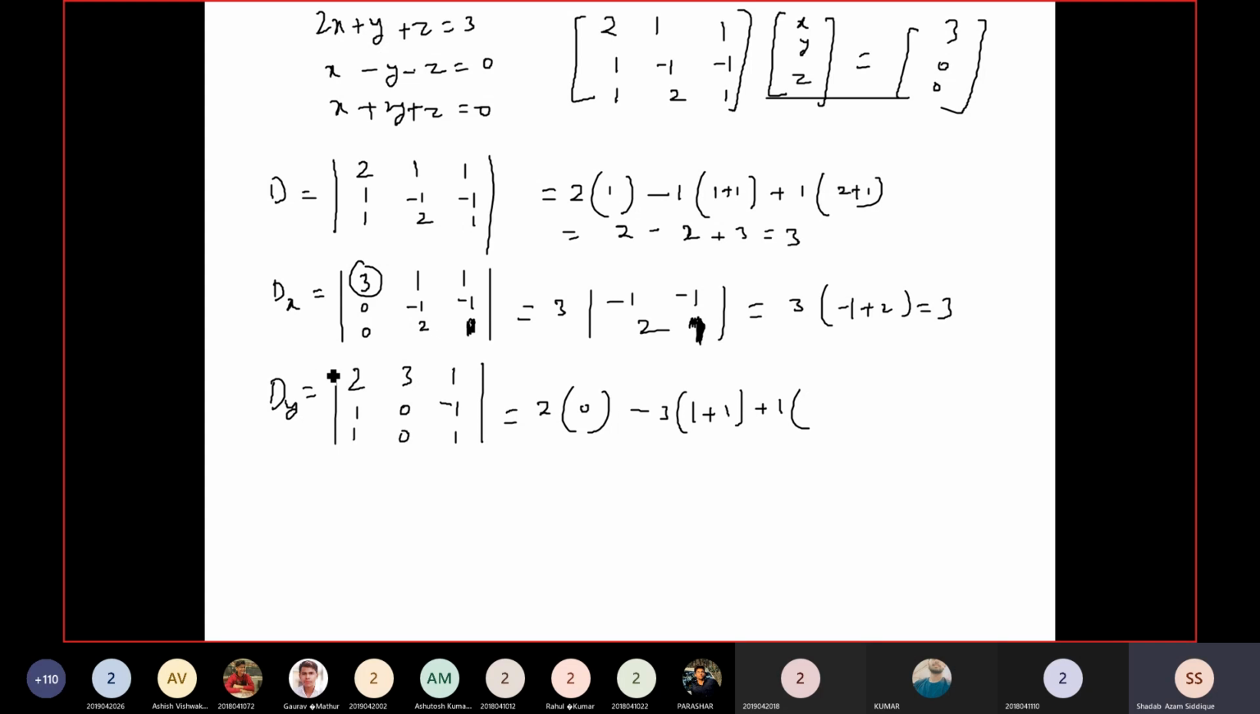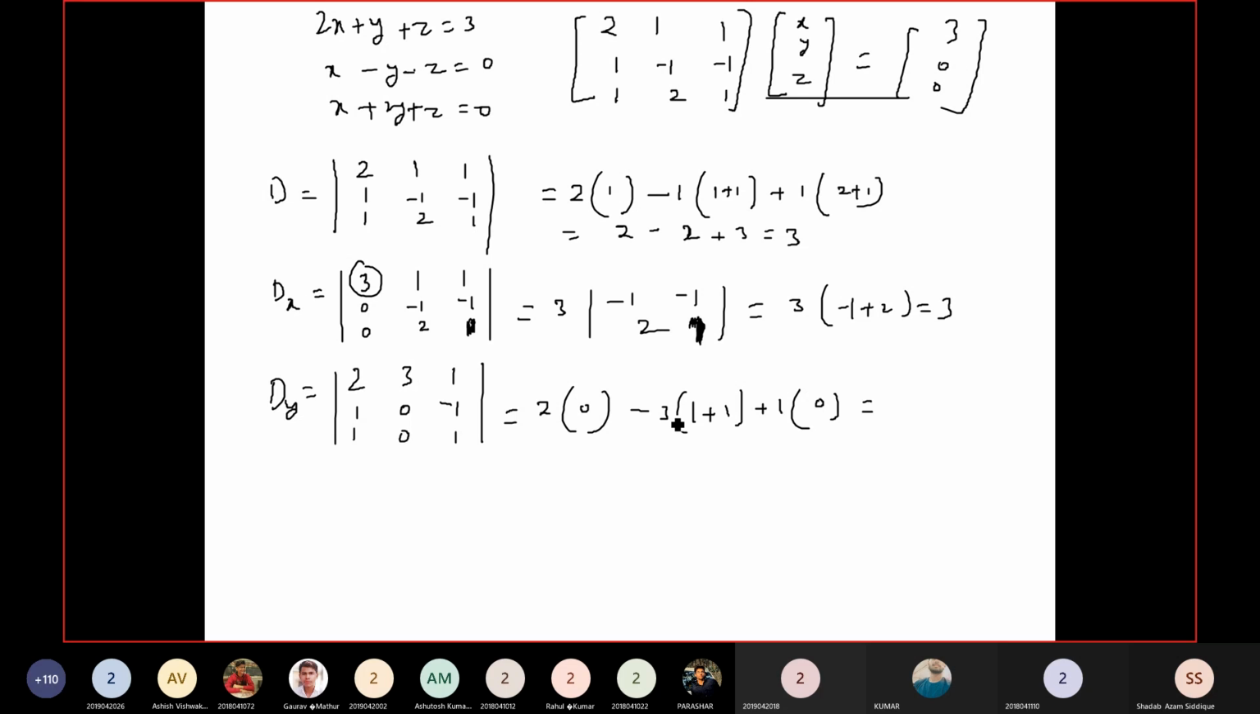You know why minus 3 is written? Because this alternate sign is there, so that's why it is written as a minus sign. So again for 1 this will be eliminated, we'll get 0. Okay, so what will happen, this will be minus 3 and into 2, so this will be minus 6. Am I right? This will be minus 6.